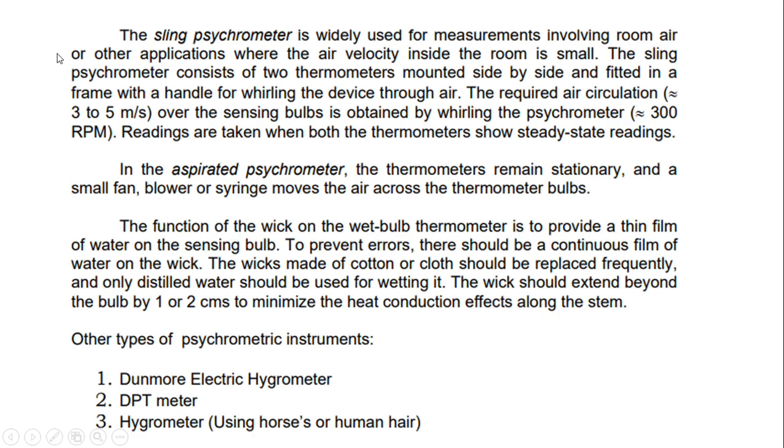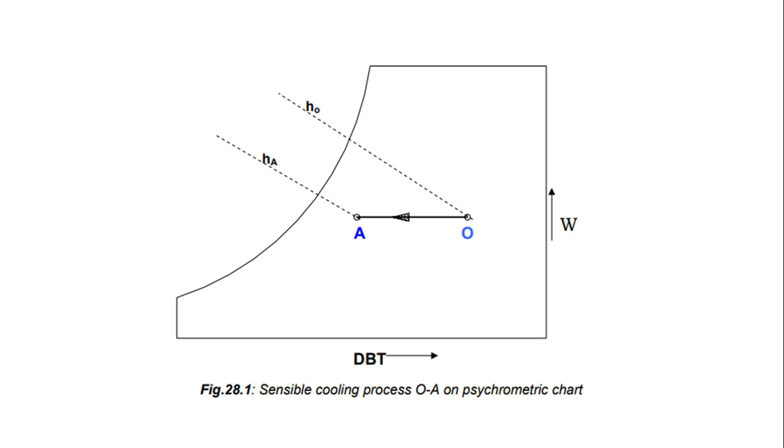Okay, next we are going to see psychrometric processes. So far we have seen the psychrometric properties of air, which are used for air conditioning systems. Now we are going to see the psychrometric processes. The first one is the sensible cooling process.